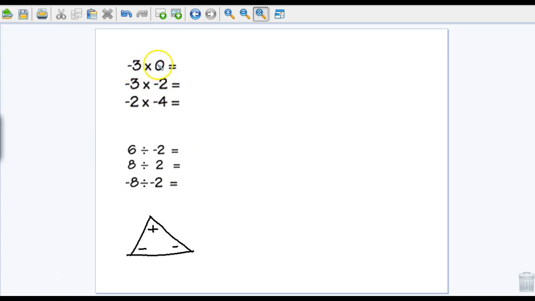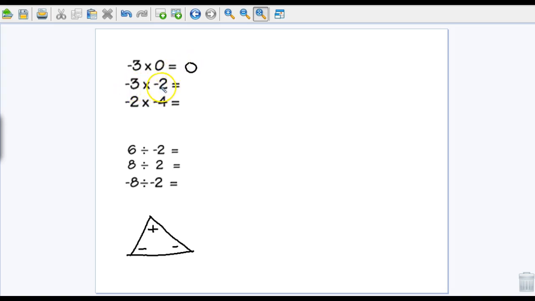I have a negative and a positive, negative and a positive. Oh, wait a minute. Well, what is 3 times 0? Anything times 0 is going to be 0, right? Does a 0 have a negative or positive? It doesn't. So 0 is just going to be 0 all by itself. We don't have to say a negative 0. There's no such thing as a negative 0.